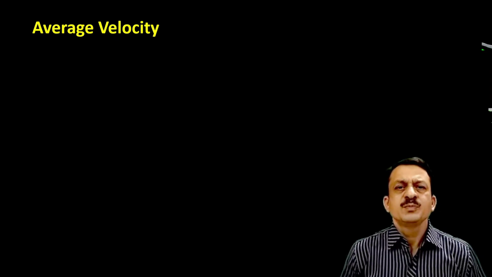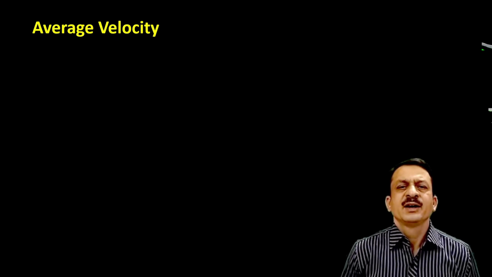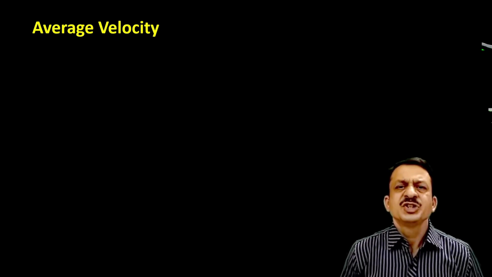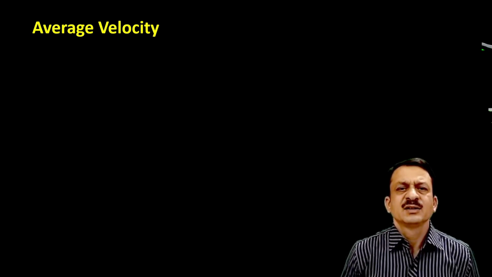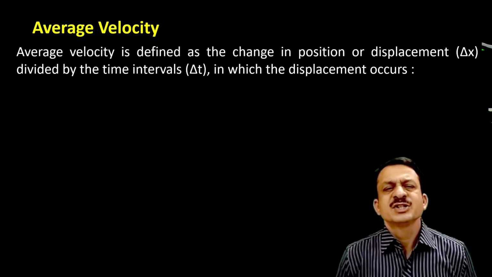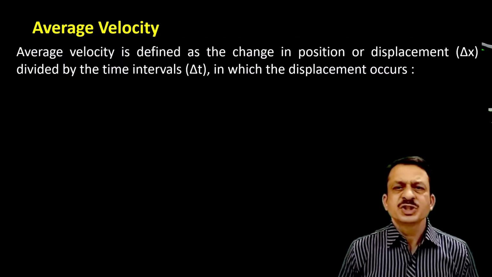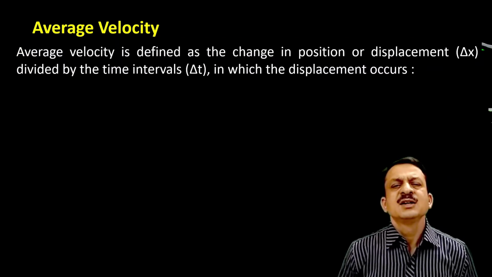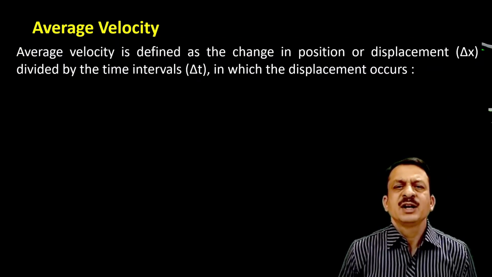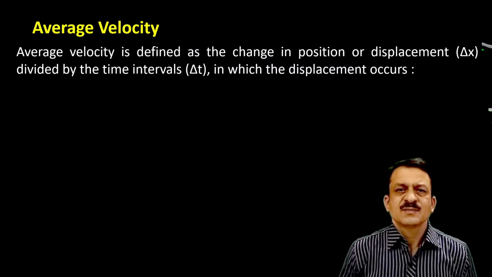the change in position divided by the change in time interval in which the motion occurred. So therefore, average velocity is defined as change in position or displacement delta x divided by the time interval delta t in which the displacement occurs.